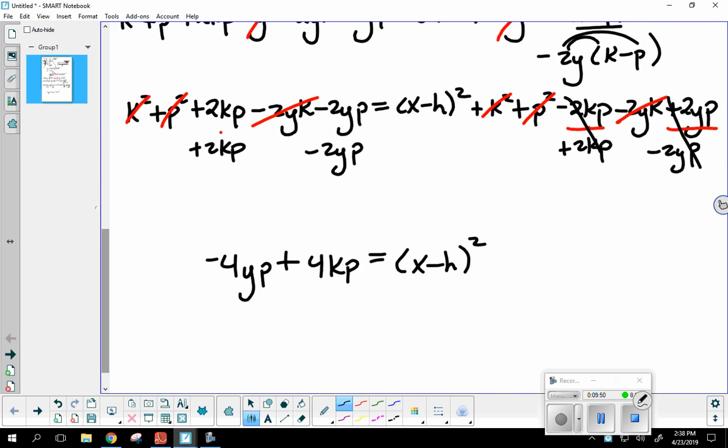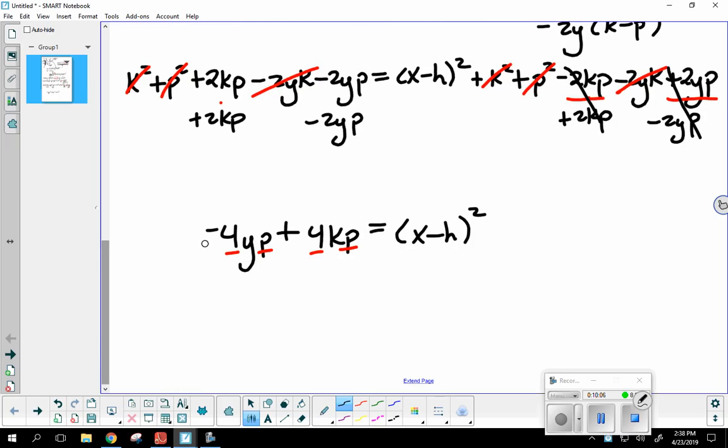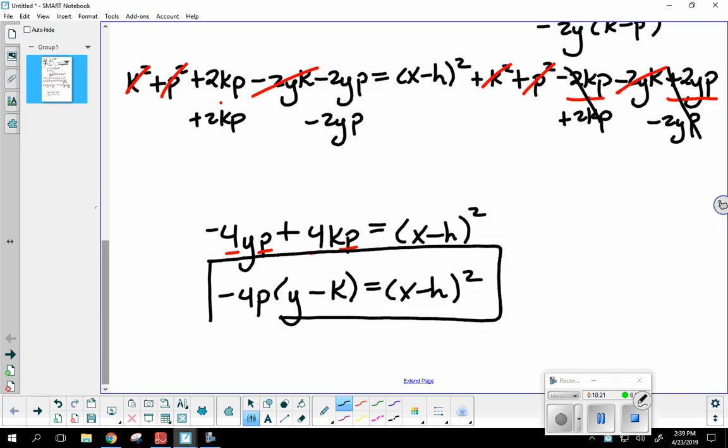Look at the binomial on your left. Do you notice anything that we can do here? Both have a 4 and both have a p. We could say that 4p is a GCF. We can factor it out. Now, because I went ahead and put the negative in front, we're going to pull the negative out with it. So if I pull out a negative 4p, that would leave me y minus k, which is equal to x minus h squared. And that is the standard form equation of a parabola that opens down.